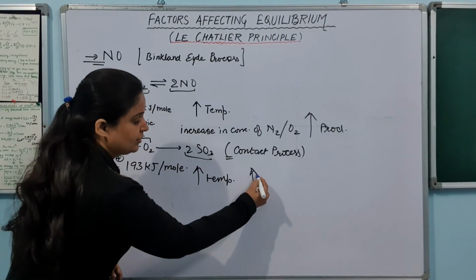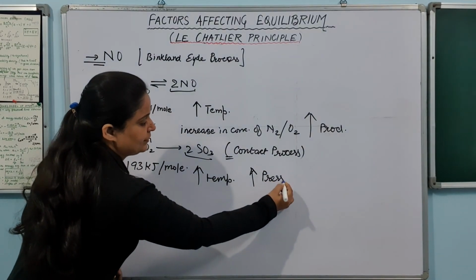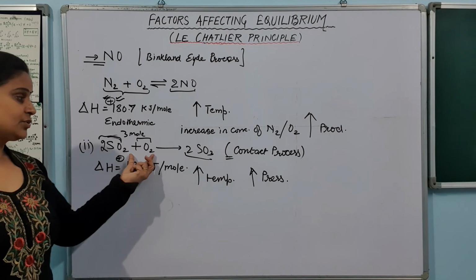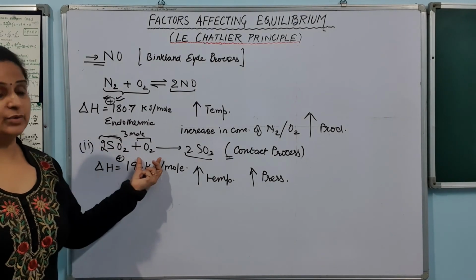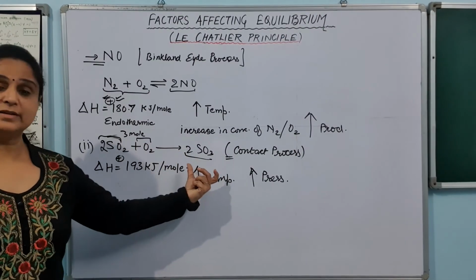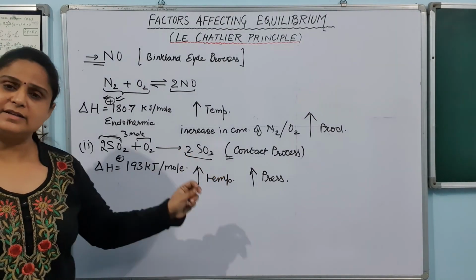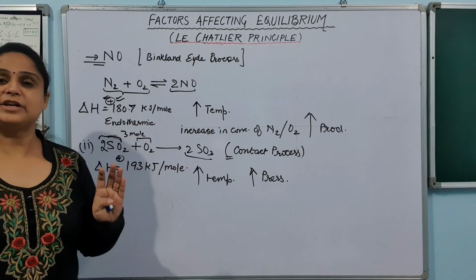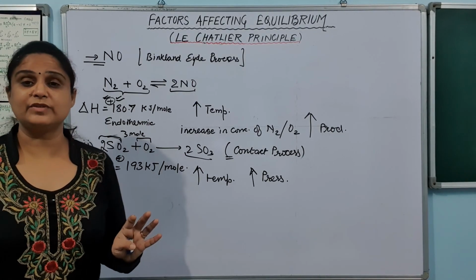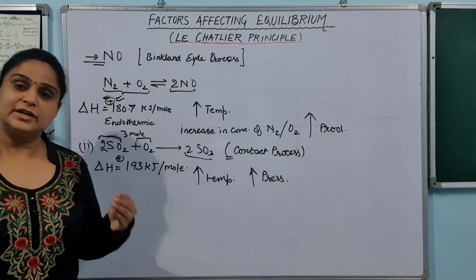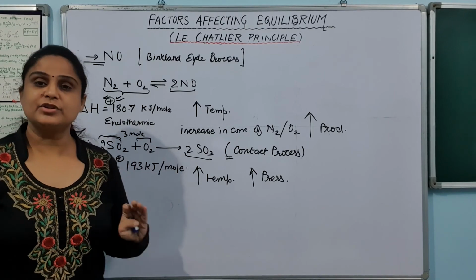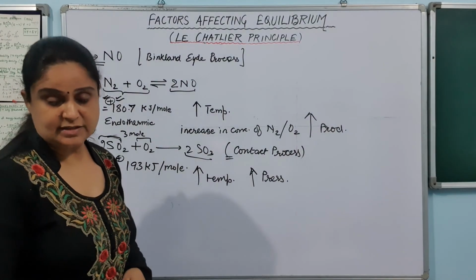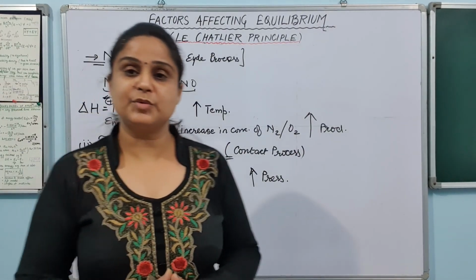So more pressure. Now let's talk about what will happen if you increase SO2 and O2. Either increase SO2 or increase O2, you will increase the product, because in the case of reactants, always if you increase the amount of reactant, the concentration of the reactant, it will lead to the formation of more product. So this is how the conditions affect the formation of various products.